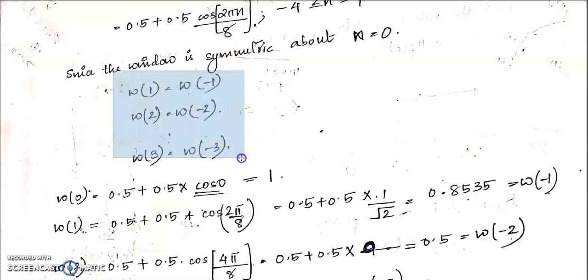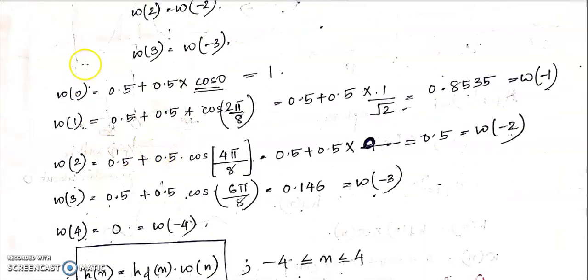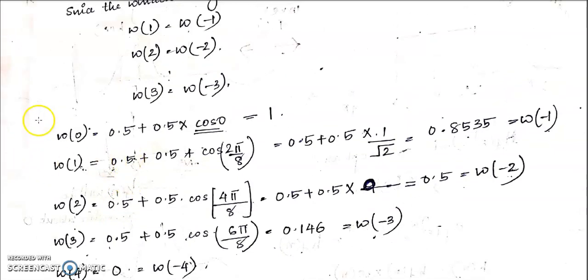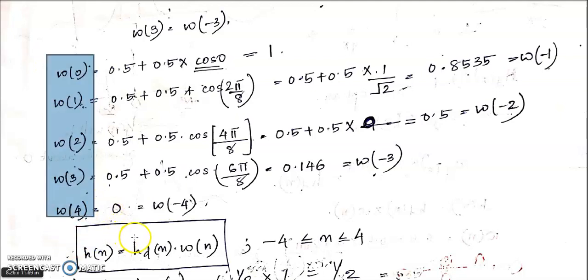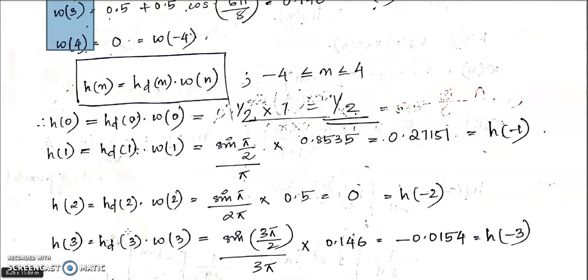For n varies from -4 to 4, you will get the values. Here also, the window is symmetric about n is equal to 0. With respect to origin, it is symmetric. So you can get all the values, then go for the multiplication. After getting the window function, the window coefficients, multiply this with Hd of n. Corresponding Hd of n, you will get h of n.